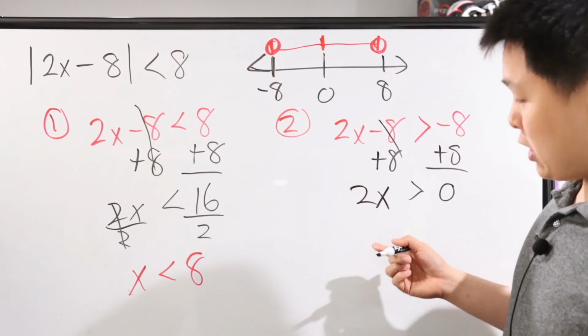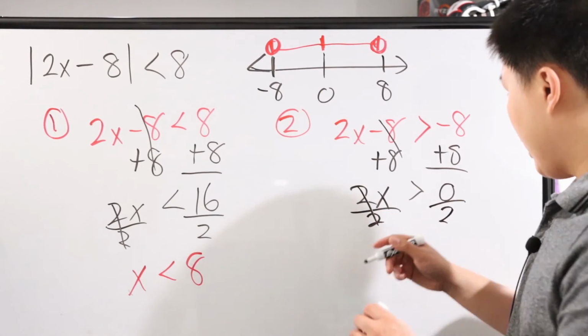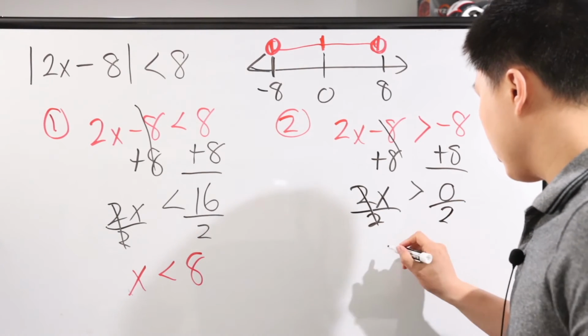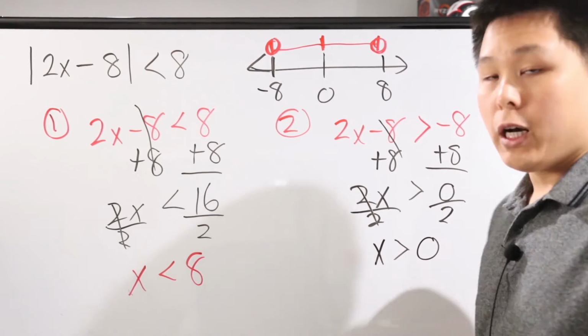Now we can basically stop right here, because we know that if we divide 0 by 2, it's going to be 0. So it's going to be x is greater than 0. So we have two possible answers.